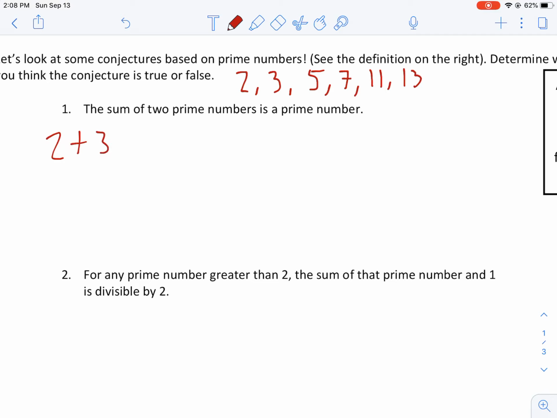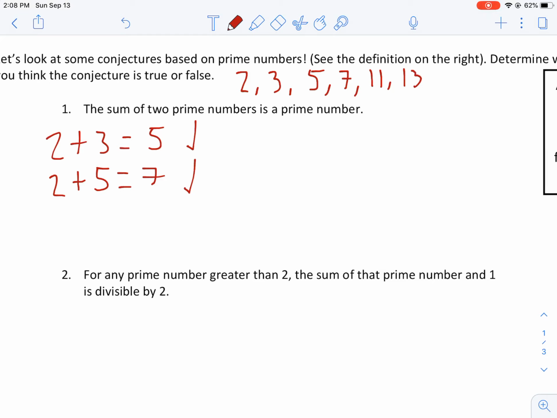2 plus 3. All right, 2 plus 3 is 5. And as we said, 5 is a prime number, right? Because nothing goes into 5. So that case works. Let's try 2 and 5 next. 2 plus 5 is 7. And we also listed 7 there. So 7 is a prime number. All right, no number divides into 7.